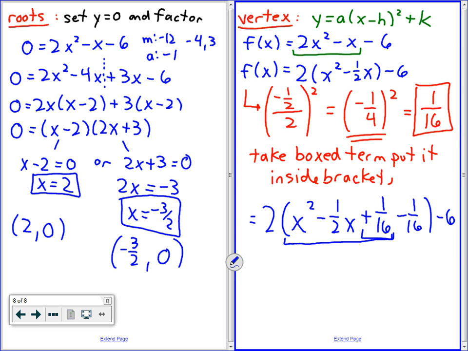Can someone remember what I do with that negative 1/16 now? Is this the same way your other teachers did it? Very close, I'd imagine. I'm going to shake my fist at all those grade 11 teachers. Do you bring it outside the brackets and multiply by the 2? Yes.